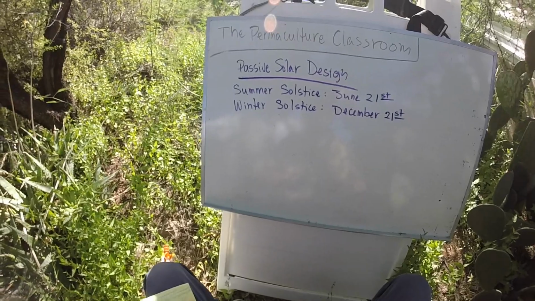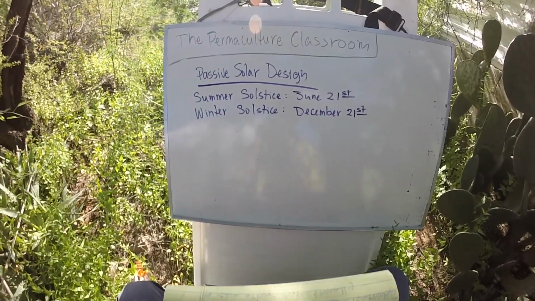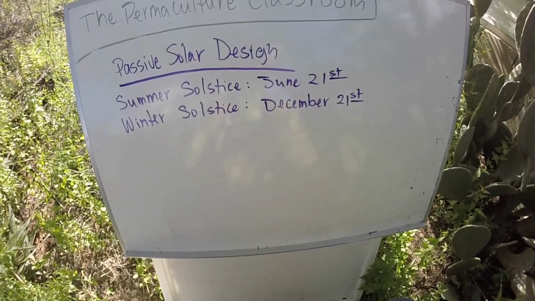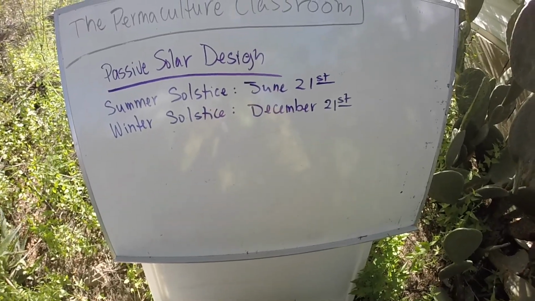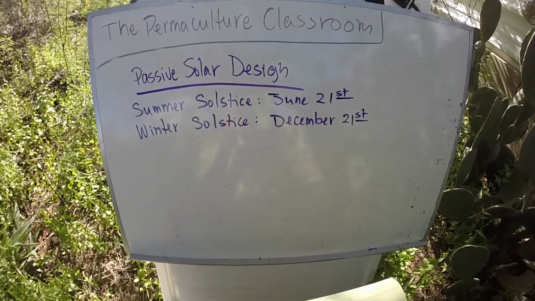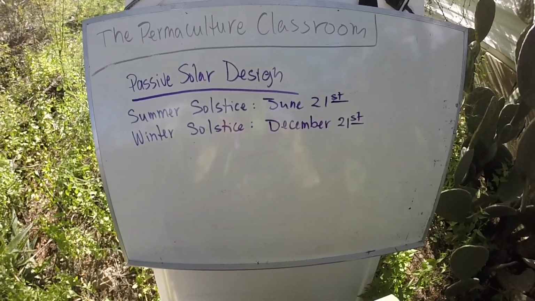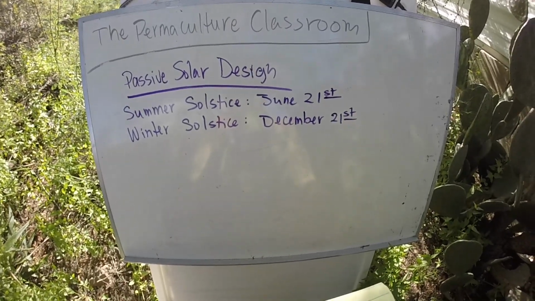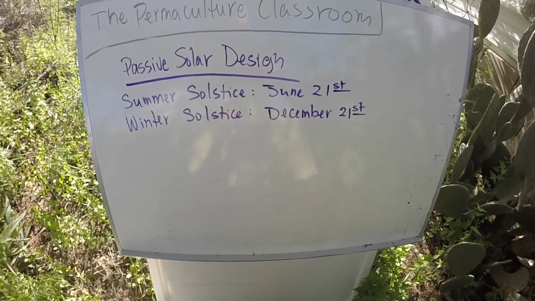So let's talk about the solstices. We have the summer solstice, which is June 21st. This is when the sun reaches its most northern point in the sky. It is the longest day of the year and the official first day of the summer season. The winter solstice is December 21st. This is the inverse. This is when the sun reaches its most southern point in the sky. It is the shortest day of the year and the official start of the winter season.